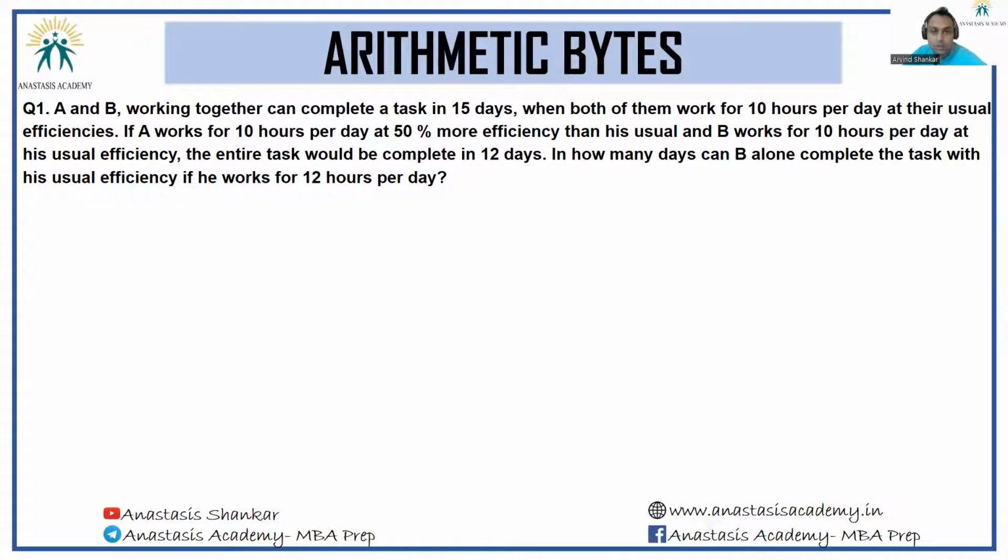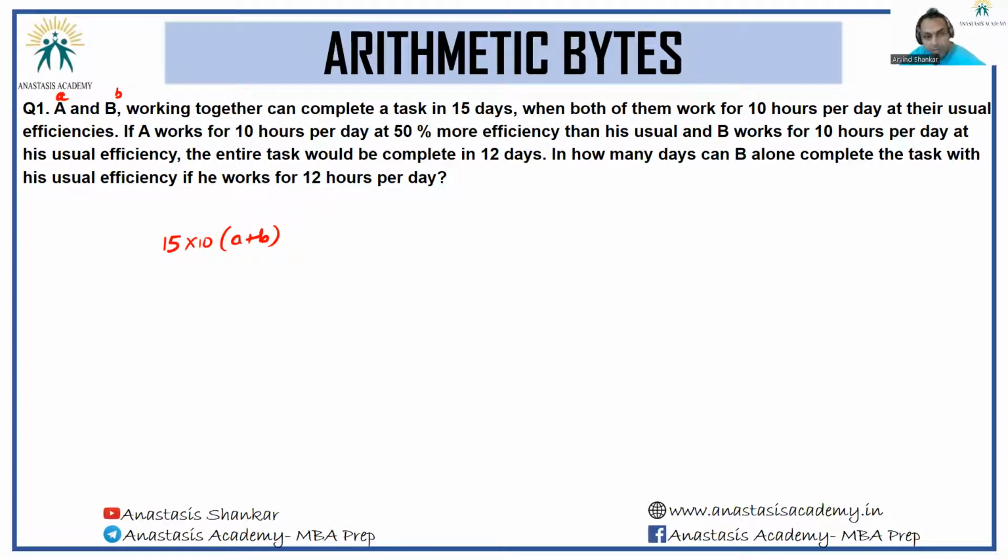Let's look at the solutions of arithmetic bytes. A and B working together can complete a task in 15 days when both of them work for 10 hours per day at their usual efficiencies. Okay, so let's say efficiency of A was A and efficiency of B was B. So 15 days, 10 hours per day, A plus B. This is the total value of the task done by them.